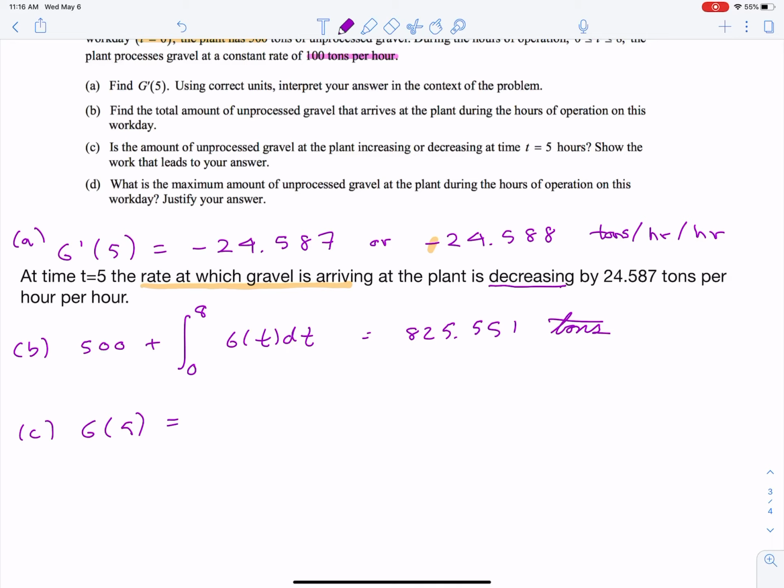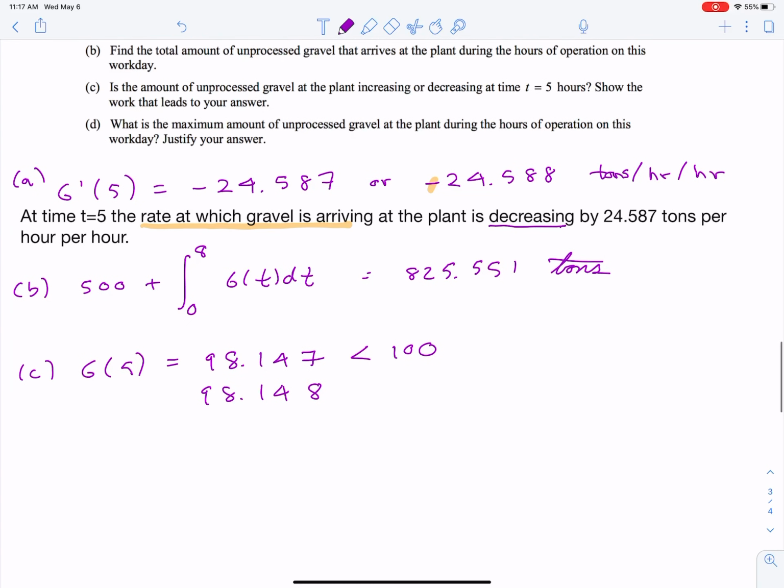So G of 5 equals 98.147, or 98.148. That's in tons per hour, the amount arriving. Now the question is, how much is leaving? Well, it's 100 tons. So I think you'd agree this is less than 100 tons. So since the amount being processed is greater than the amount arriving, the amount in our pile is decreasing.